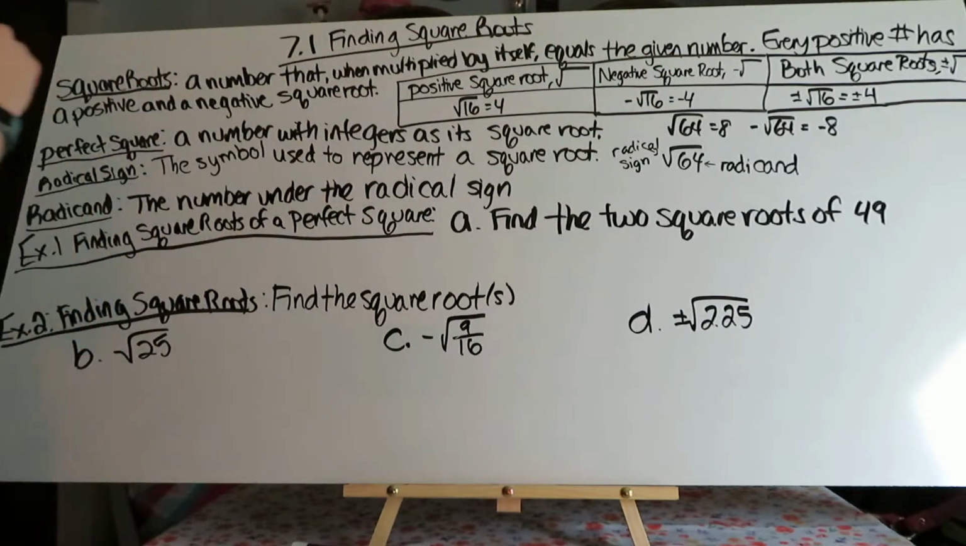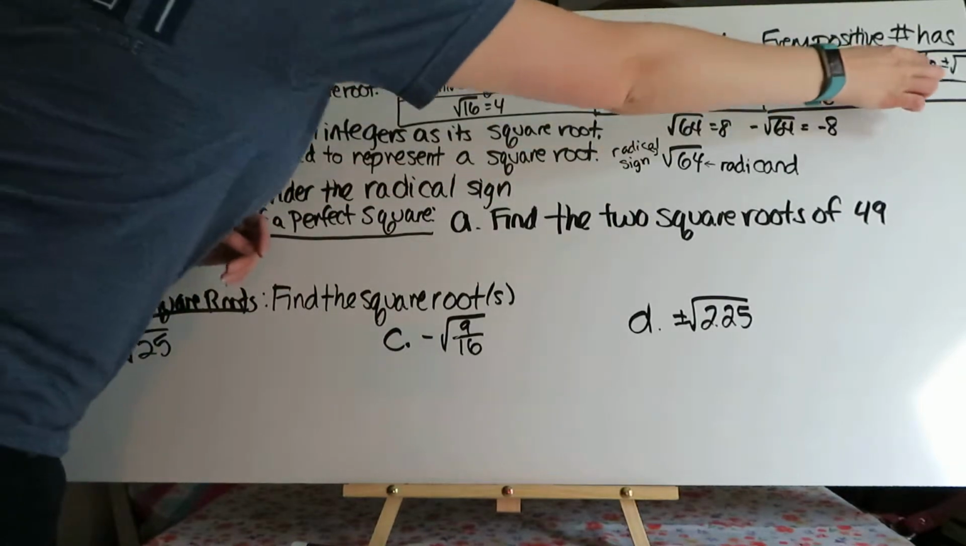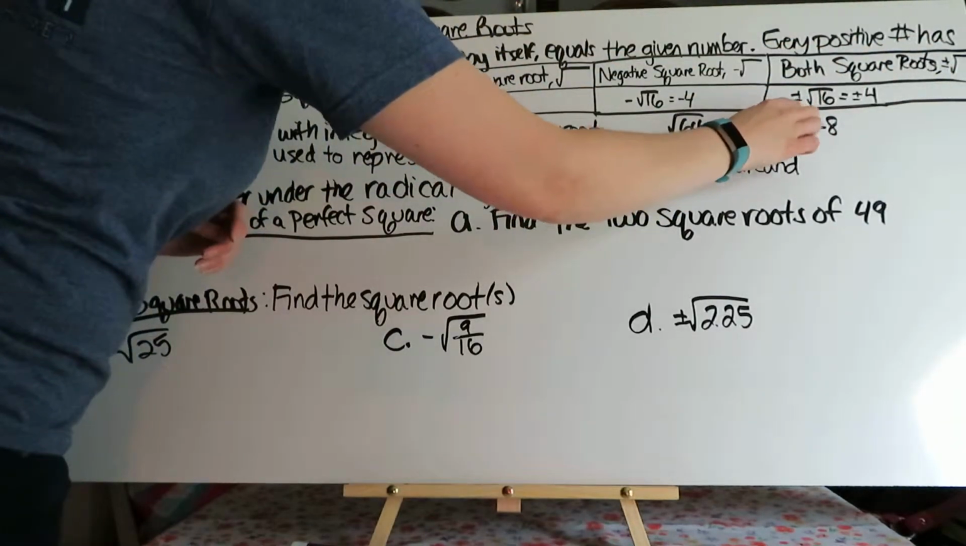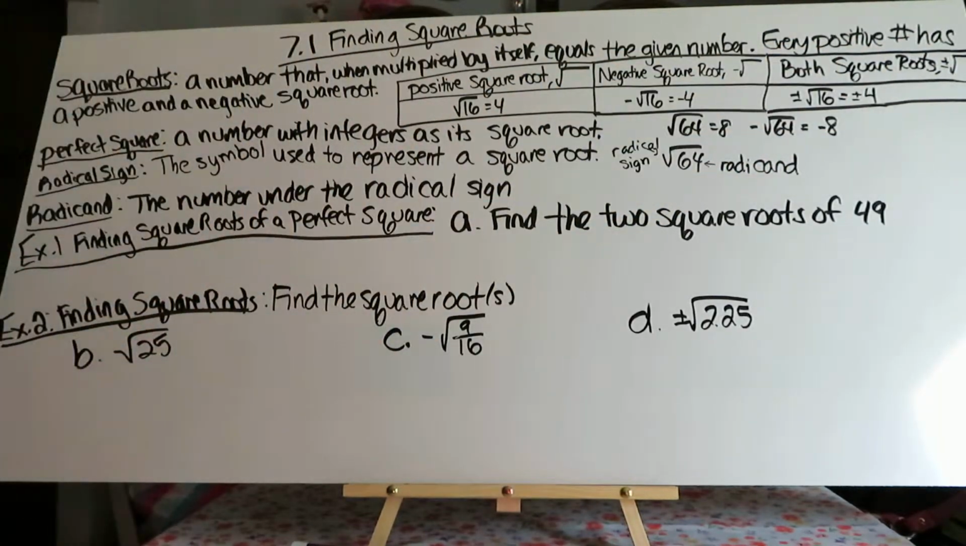For a negative square root, you have a negative sign out in front of the radical sign. That gives you the negative square root of 16 is negative 4. For both square roots, you have a positive and negative sign in front of the radical sign. So the positive and negative square root of 16 is positive and negative 4.